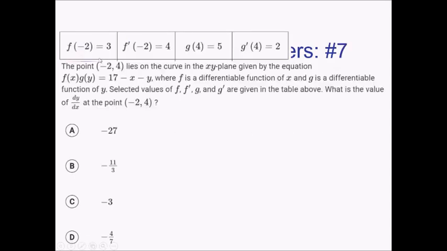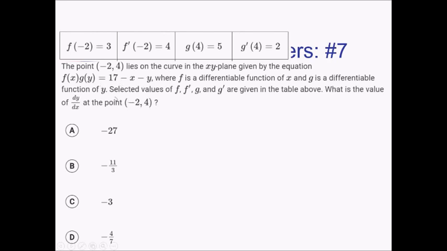On this problem, they're telling us that the point -2, 4 lies on the curve in the xy plane given by this crazy equation. So we have f of x times g of y, and we don't really know what those do, but we've got a few table values, and we're told they're differentiable. And then we have a 17 minus x minus y on the other side. We want to find the value of dy over dx for this equation at the point -2, 4. So we have to take the derivative of this monstrosity and then plug in -2, 4.